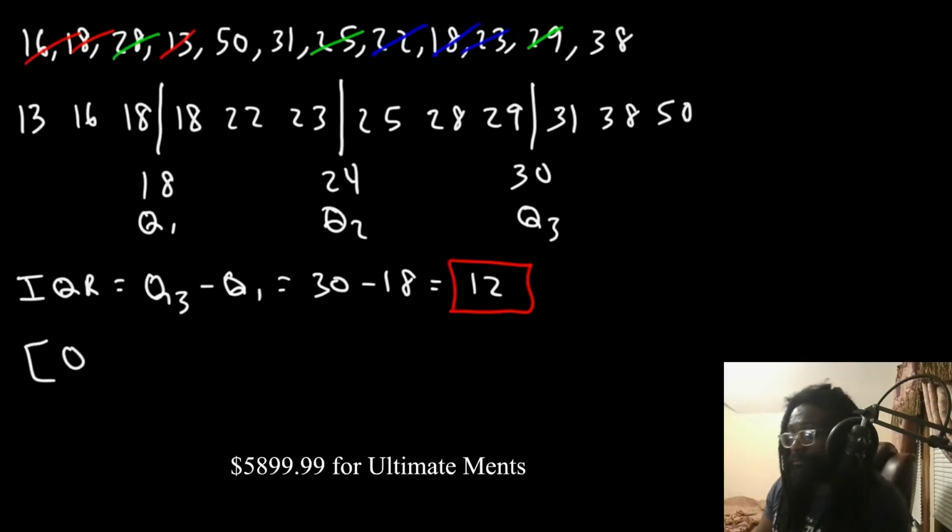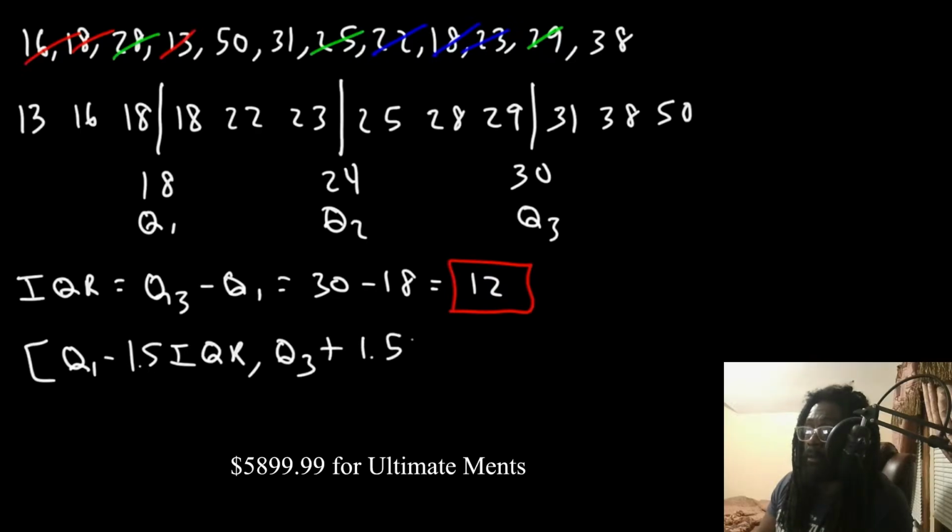So remember, this is what we need. We need to create a range. The lowest point of the range will be Q1 minus 1.5 times the IQR, and the highest point of the range will be Q3 plus 1.5 times the IQR.